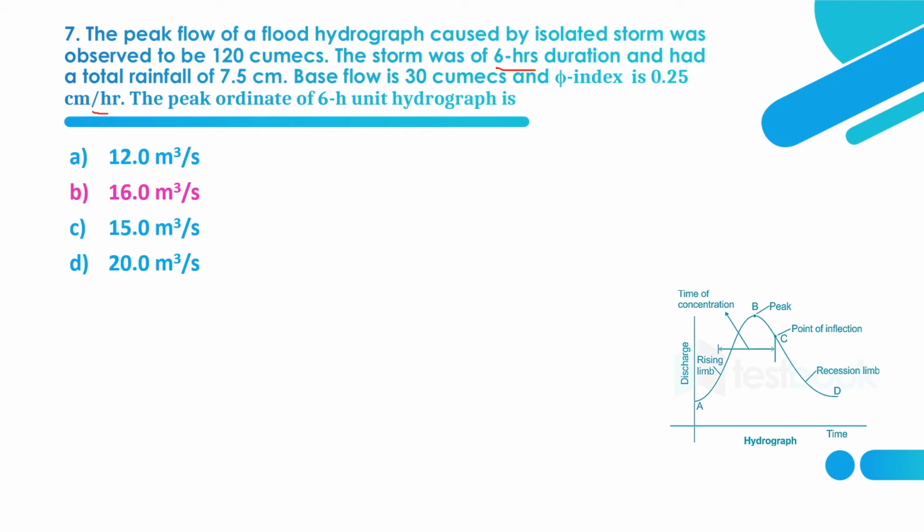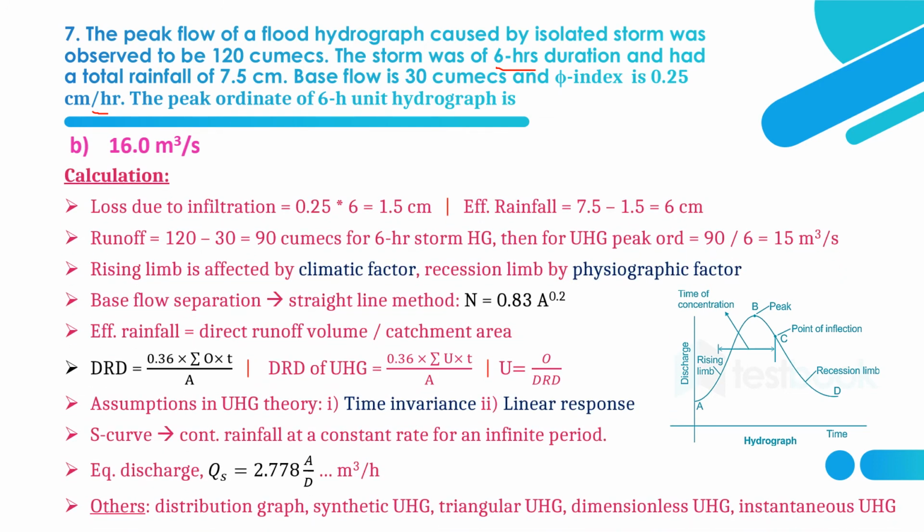By using all these values, we have to find the peak ordinate of the 6-hour unit hydrograph. So here the answer is 16 meter cube per second. Now let's see how it is calculated. First, we have to calculate the loss due to infiltration in centimeter. They have given it in terms of centimeter per hour.